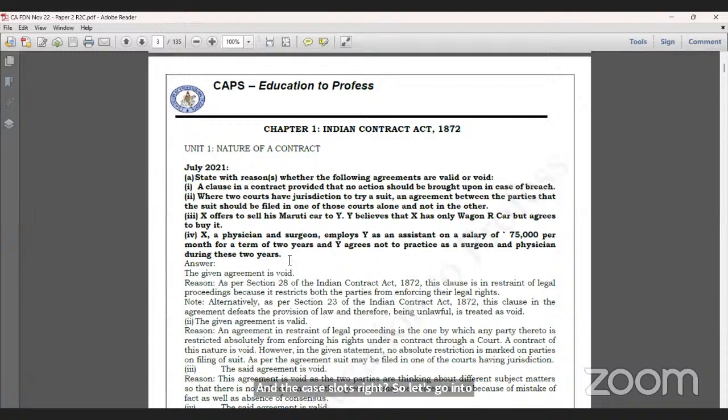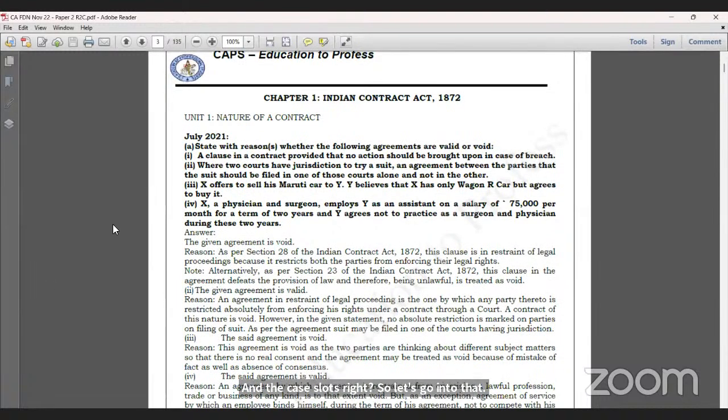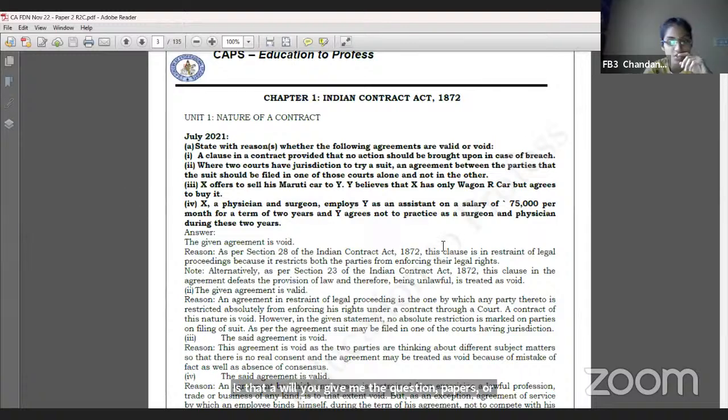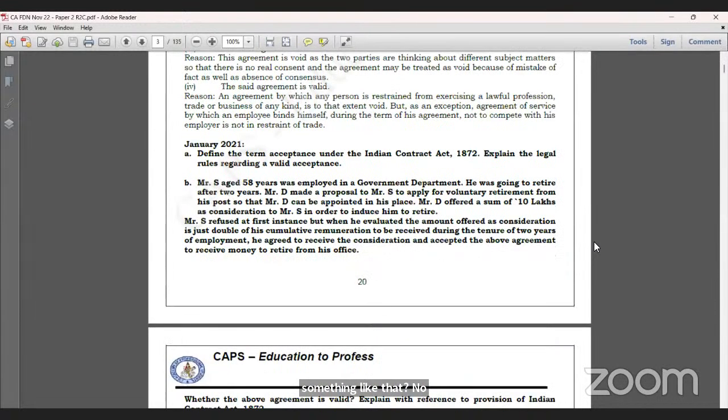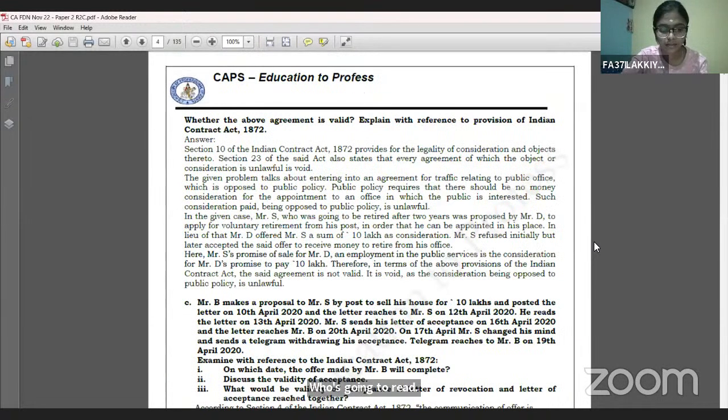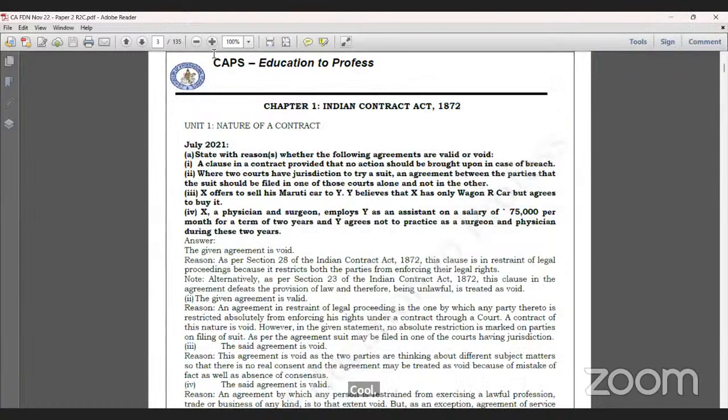Would I give you the question papers or something like that? No. Yes, sir, question paper questions. Who's going to read? I'm going to read, sir. Ilakya, you're there. Yes, sir. Okay, so just read out what are given in the question papers.